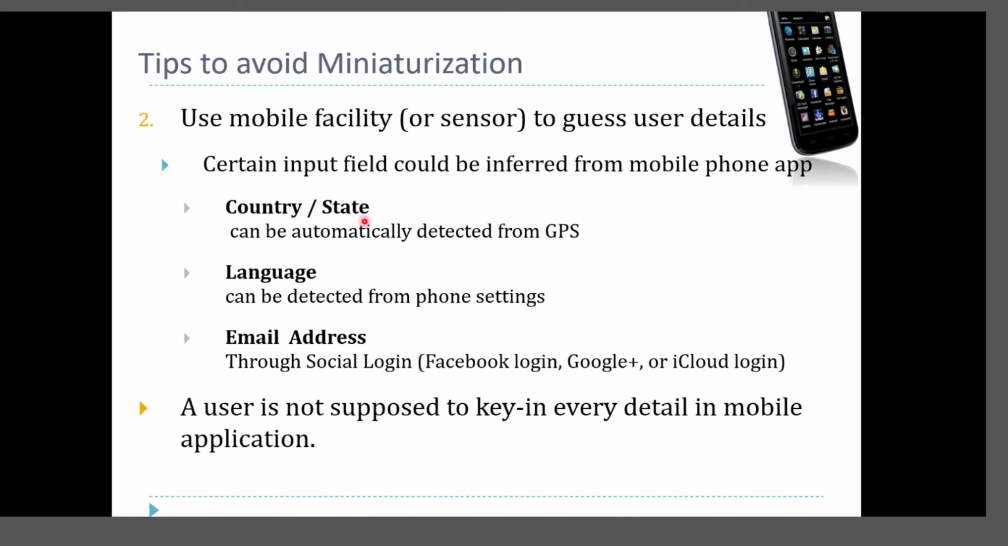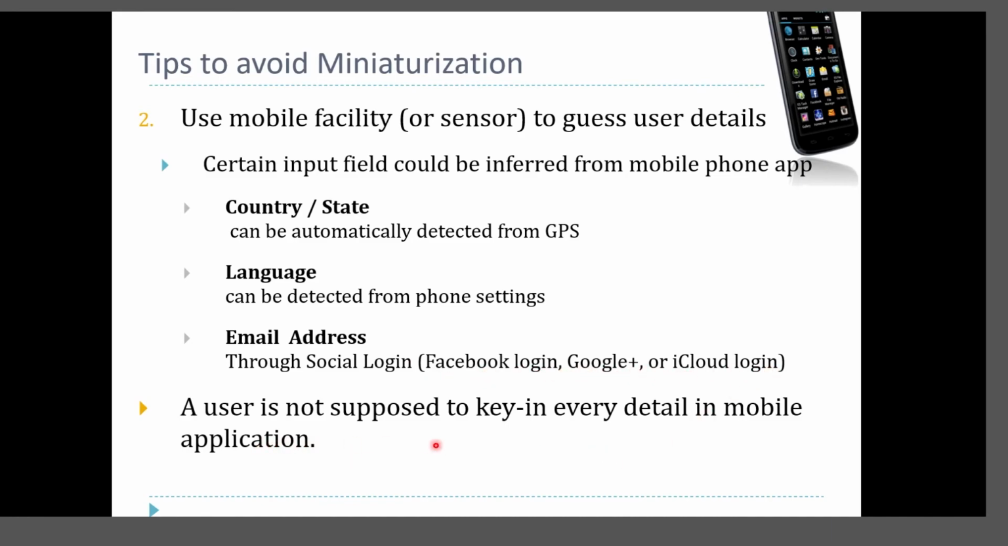GPS can autofill the state field to Selangor or Kedah or Perlis. Okay, or you stay in Kelantan and so on. And then the country can be autofilled to Malaysia. Okay, language can be detected from phone settings, and then email address can be detected through social login such as Facebook login, Google Plus or iCloud login.